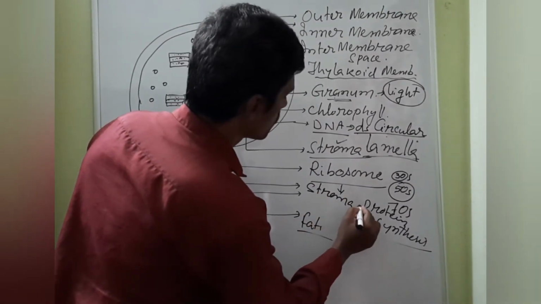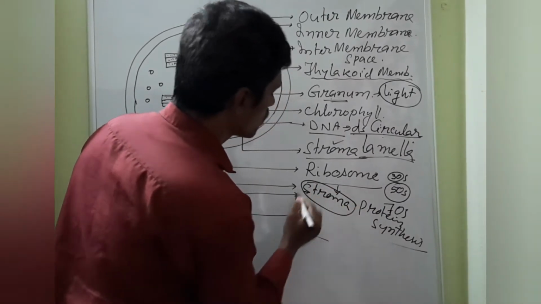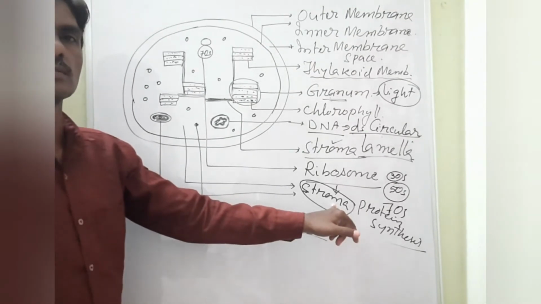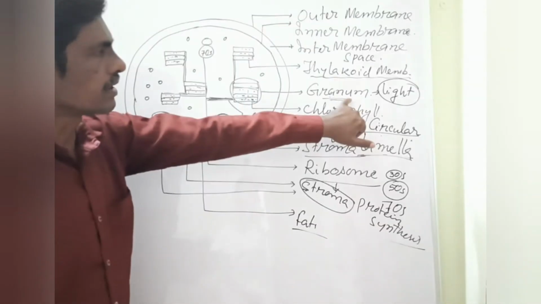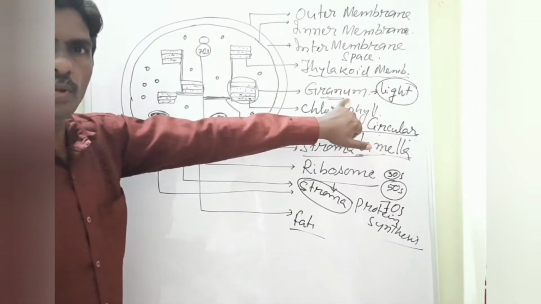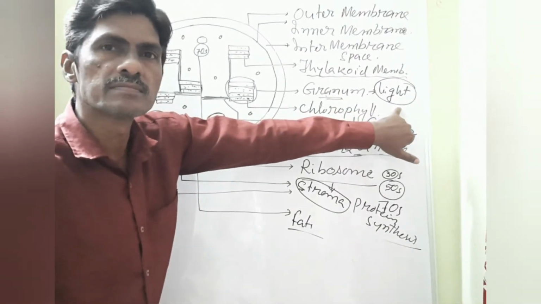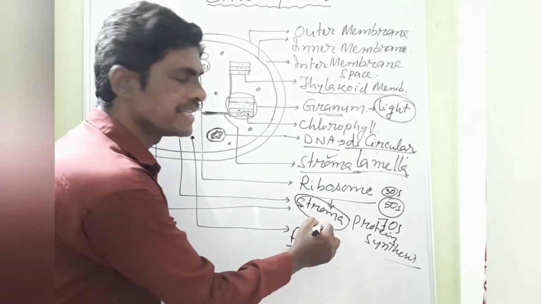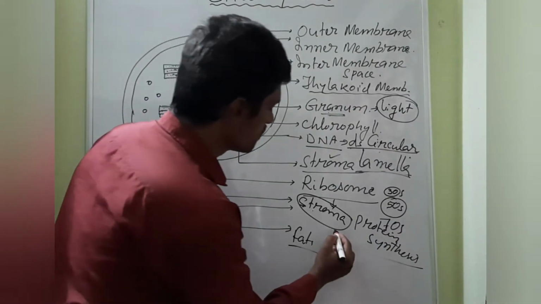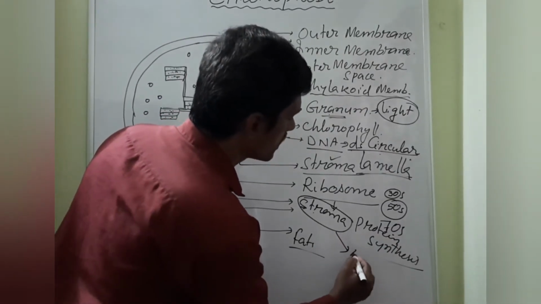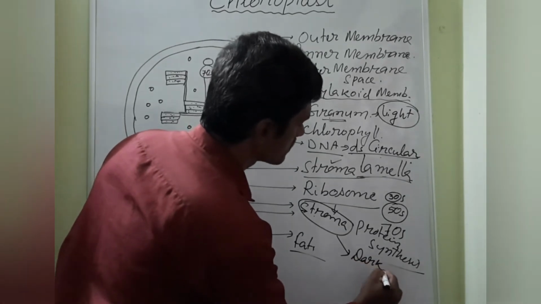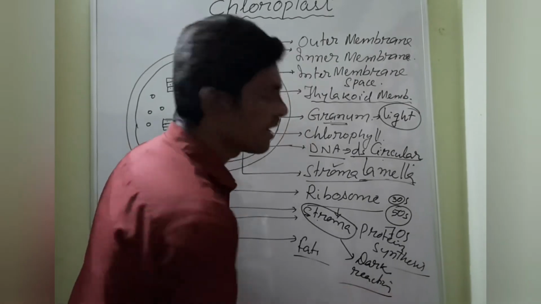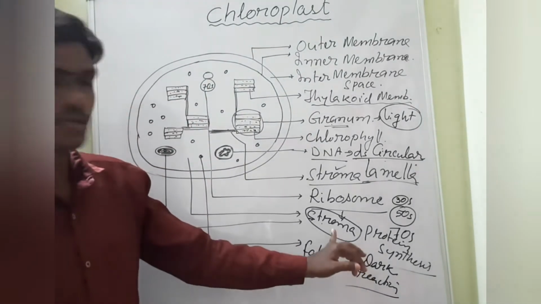Stroma. So now see what is called stroma. Stroma is the non-green part where the dark reaction takes place. I already said that the granum is the part of the chloroplast where the light reaction takes place. Like that, the stroma is the non-green part where the enzymatic reaction takes place, or simply we can say the dark reaction of photosynthesis takes place in the stroma.